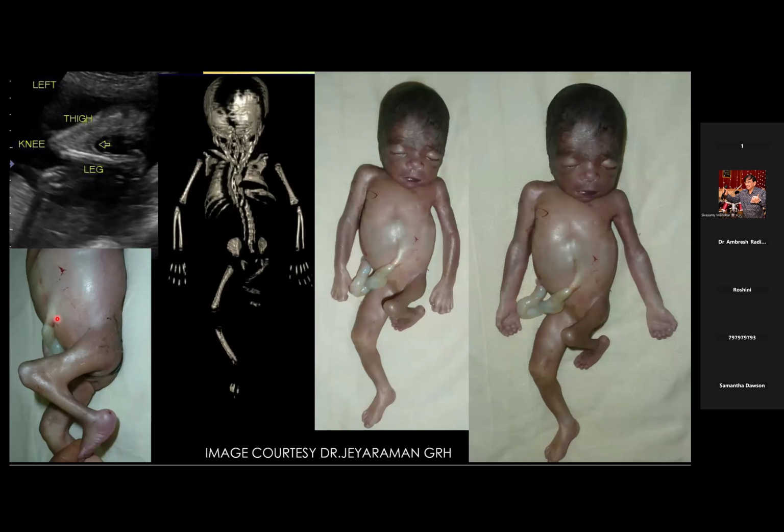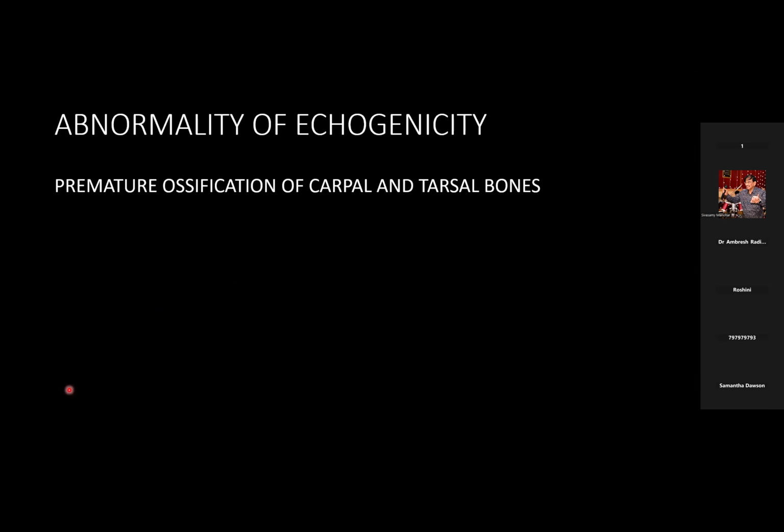This case was given by Dr. Jayaraman sir. So this is an abnormal band of tissue that you can see extending from the thigh to the leg across the popliteal fossa. So this is a popliteal pterygium with fixed flexion of the knee. So this is also confirmed in the post-abortal picture.